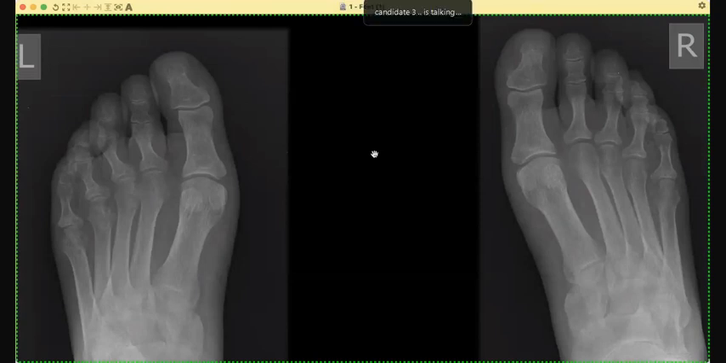No, it affects more distal interphalangeal joints. Okay, thank you, madam. Thank you.